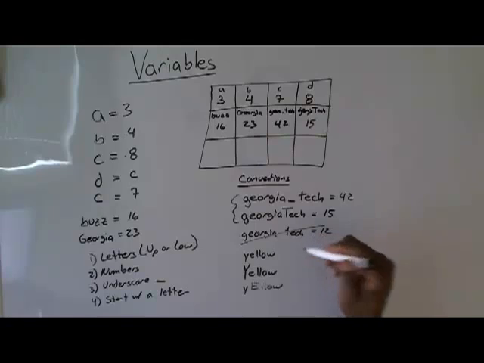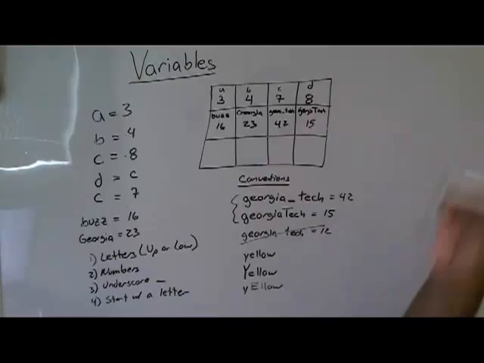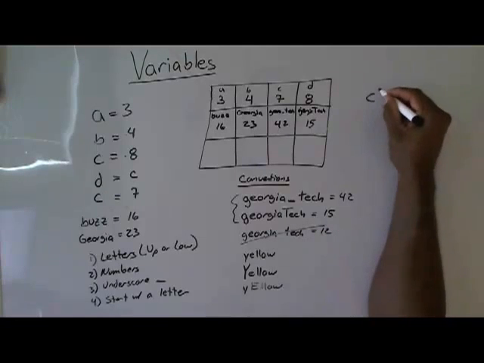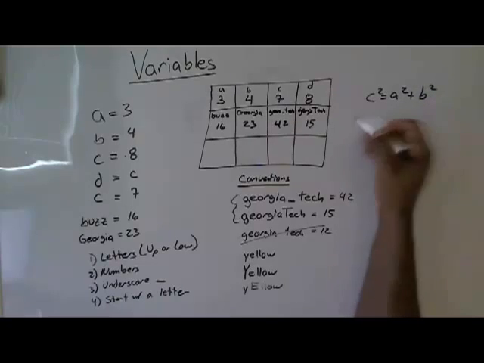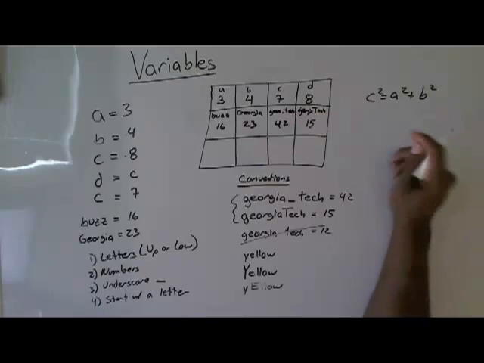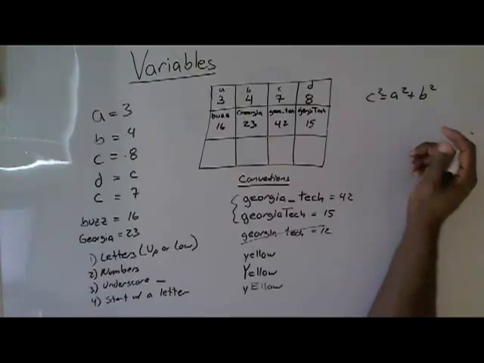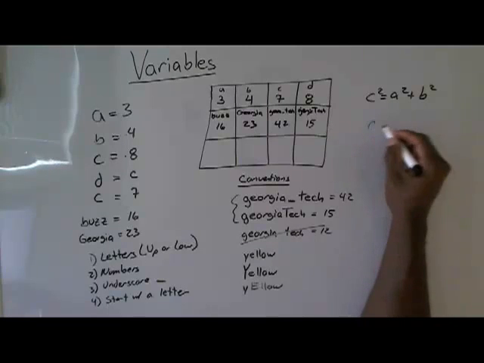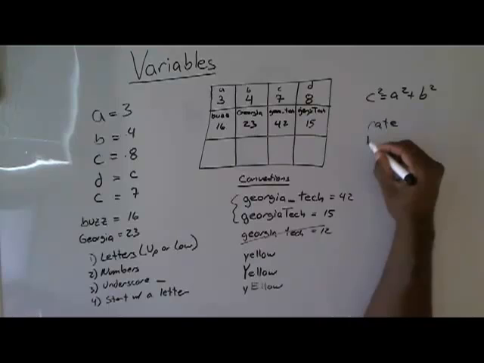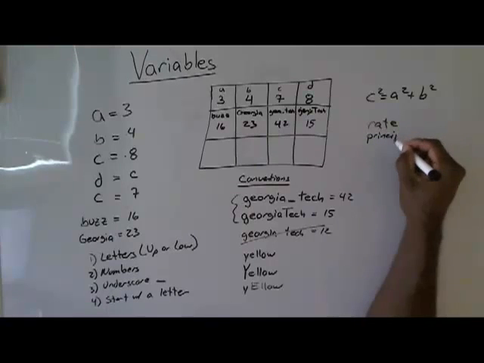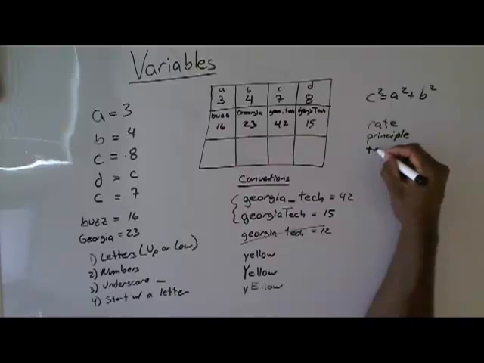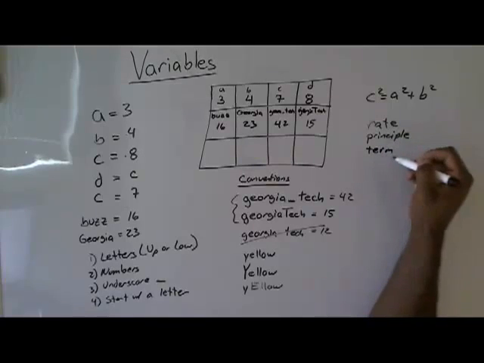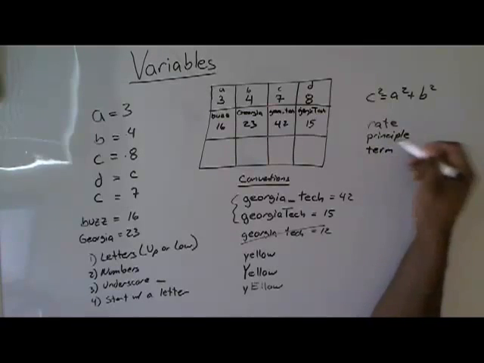So depending on the problem, like if I was doing the Pythagorean theorem, which is c squared equals a squared plus b squared, then I would probably name my variables a, b, and c. But if I was trying to figure out interest rate, then I would probably name my variables something like rate, principal, and term.